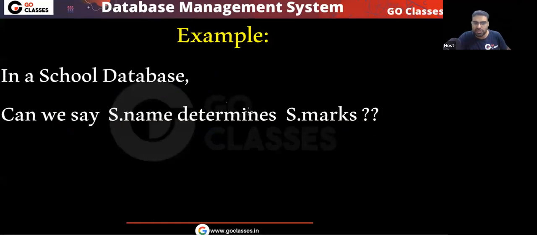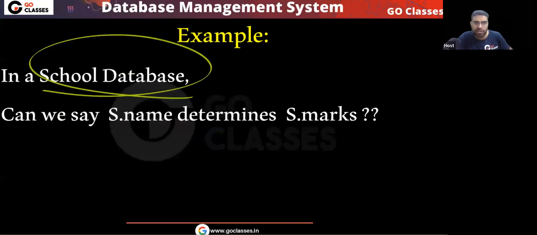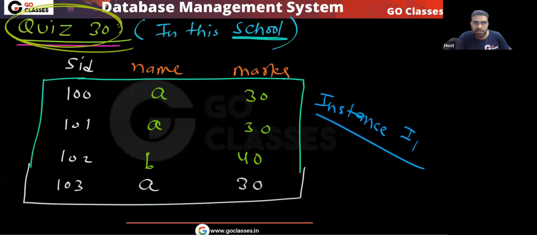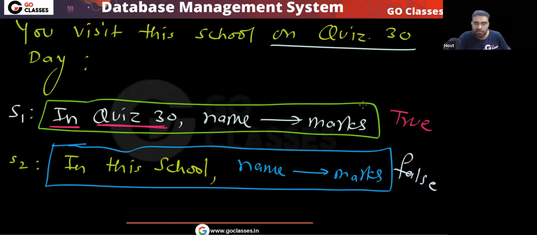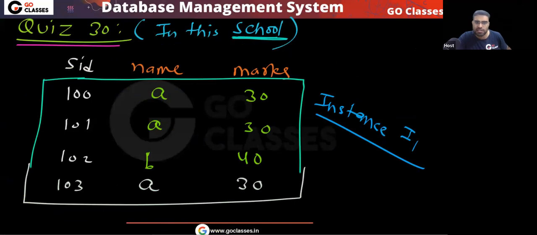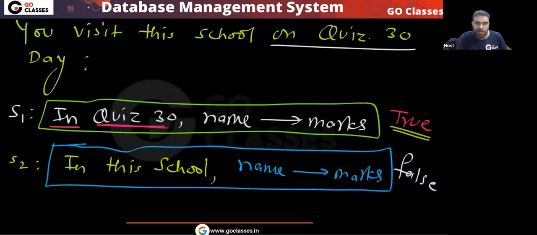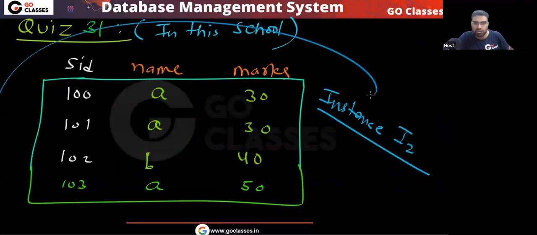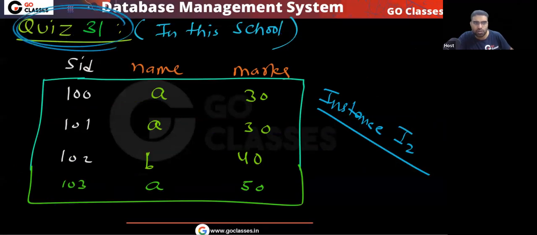Now consider this school situation. You have a school database, and let's assume on a particular day, this quiz 30 is there. In this quiz 30, if you have same name, then you have same marks. This is a coincidence. So I can say in this quiz 30, name implies marks. This is correct. But can I say in this school, name implies marks? This is not correct. For example, this type of situation can be possible. Next day, you conduct quiz number 31.